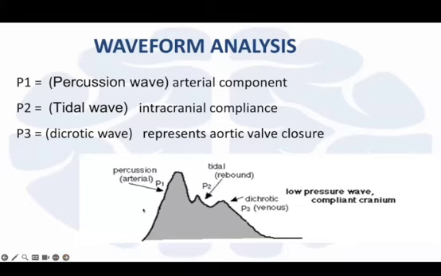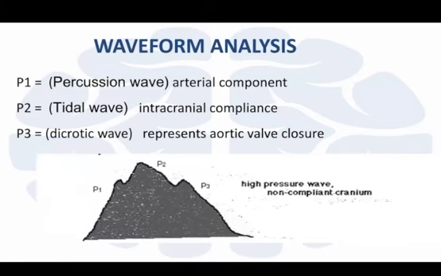And you will see that the ICP has basically this shape in terms of waveform, where there are three waves. The P1, which is the percussion, the arterial component, which is related to the stroke volume, to the cardiac output. Then there is the P2, which is the tidal wave, which reflects intracranial compliance. And then there is the P3, which is the dicrotic or venous wave, which basically represents the closure of the valve. Why is it so important to look at the waveform?